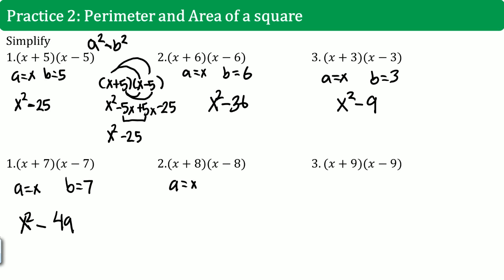Here, a equals x, b equals 8. The final answer is x squared minus b squared, which is 8 squared. We know that is 64. Last one, a equals x, b equals 9. We know that this is a difference of squares, so it is x squared minus 9 squared. We already know what 9 squared is. It is just 81. So there you go.